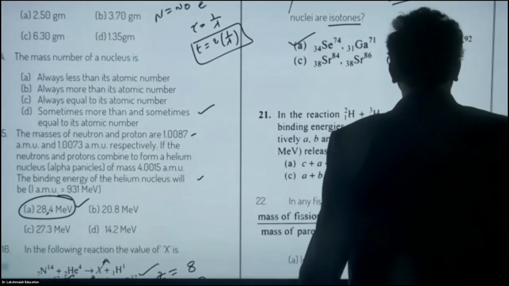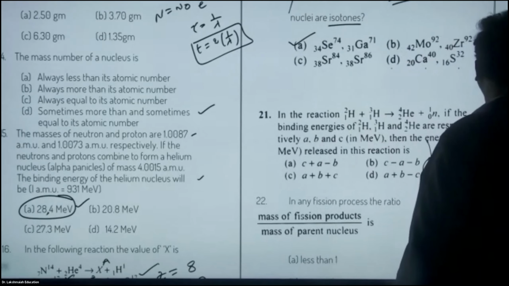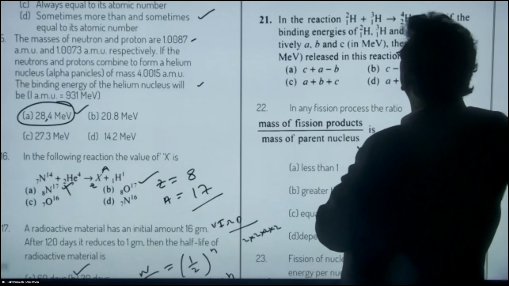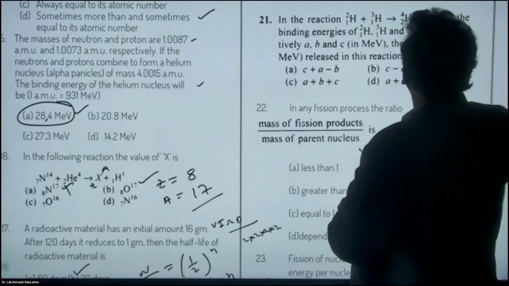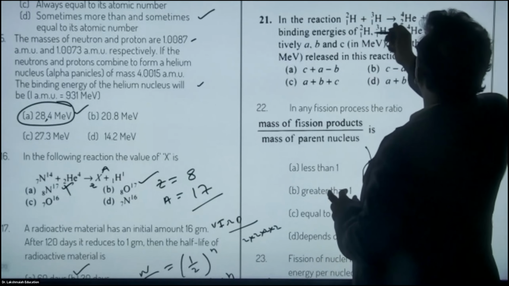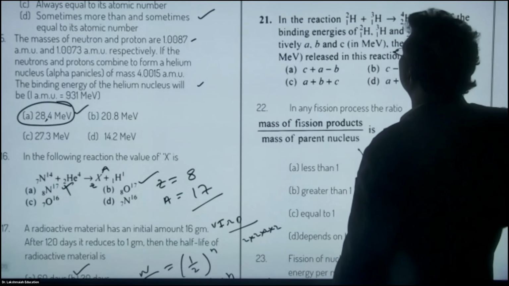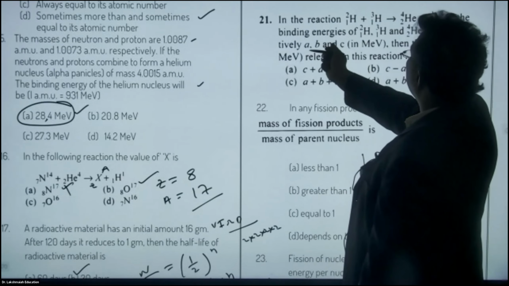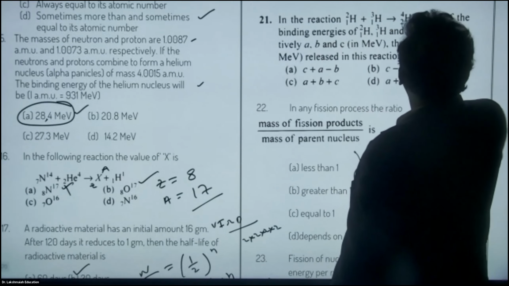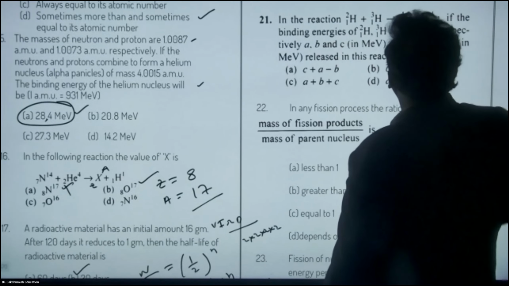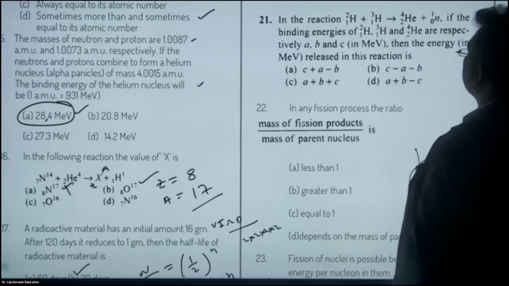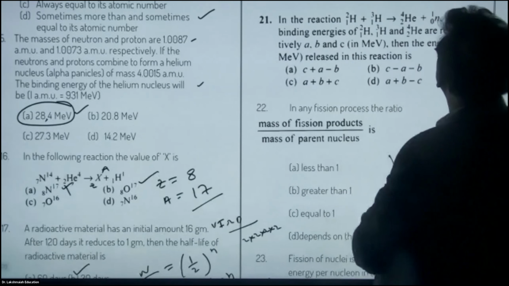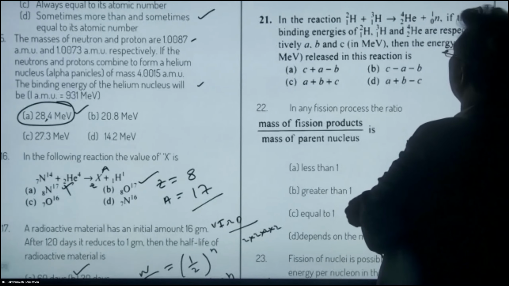Next, question number 21. In the reaction they have given deuterium and tritium giving helium and one neutron. If the binding energies of deuterium, tritium and helium are respectively A, B and C, then the energy released in this reaction is, please tell me, energy release. Which option is correct?